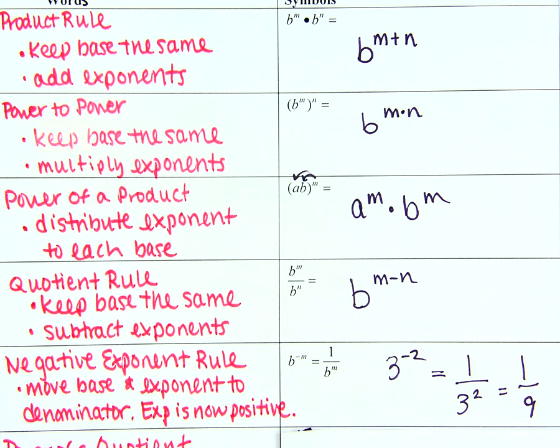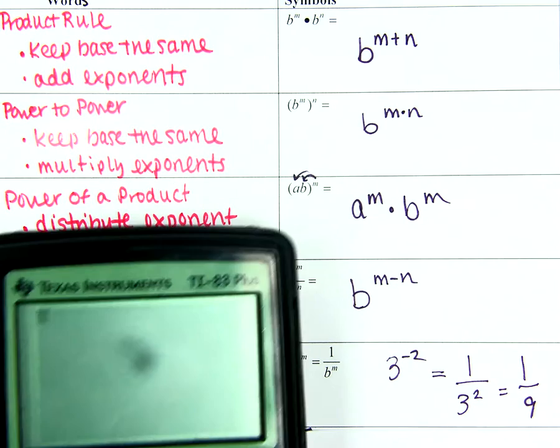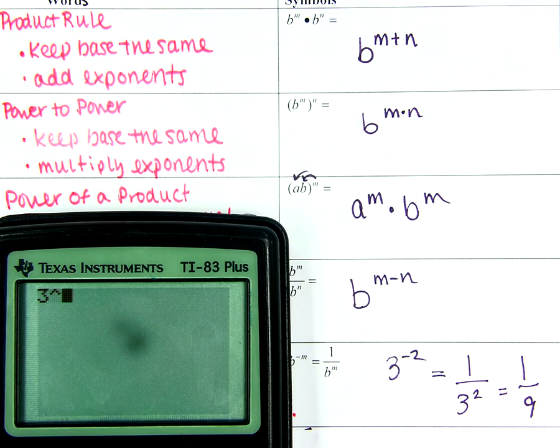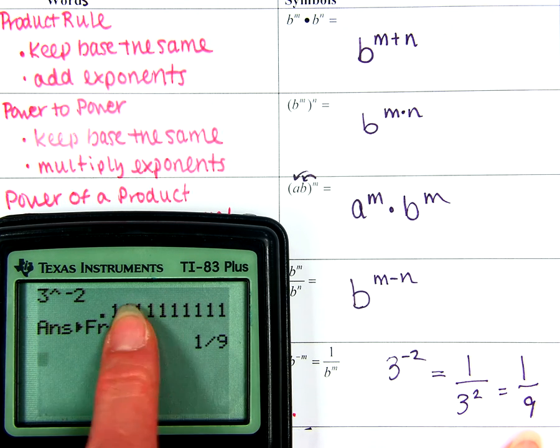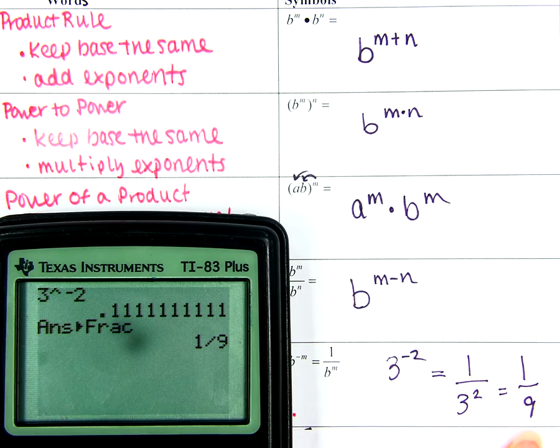If you want to see what that looks like on your calculator, so 3 to the negative second, we don't want to leave our answer like this. We would change it to a fraction, and it's 1/9. Right, because decimals don't really make sense for the problems in this chapter.